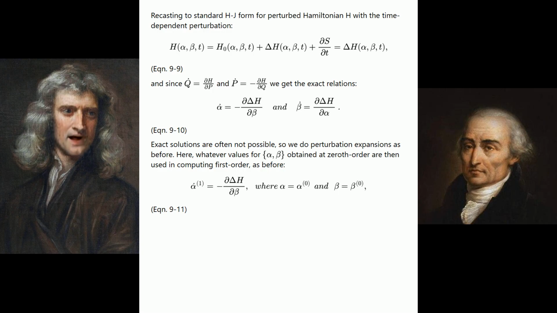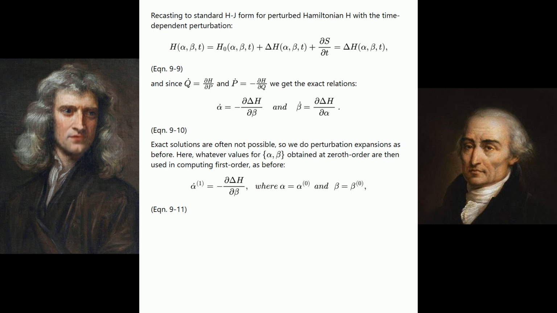See equation 9-9. And since Q dot equals the fraction with numerator partial differential H, and denominator partial differential P, and P dot equals negative the fraction with numerator partial differential H, and denominator partial differential Q, we get the exact relations. See equation 9-10. Exact solutions are often not possible, so we do perturbation expansions as before.